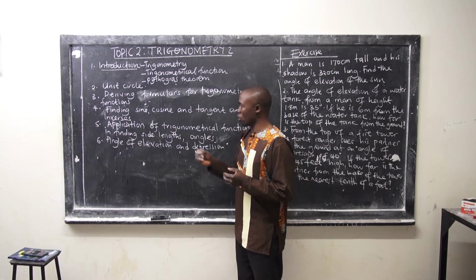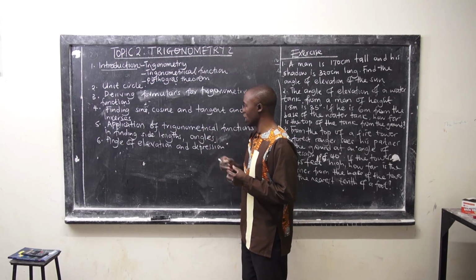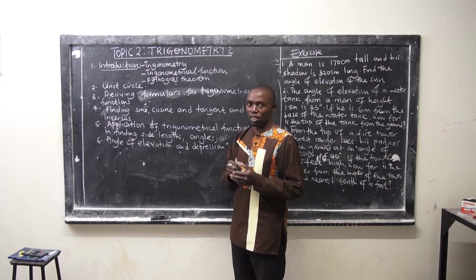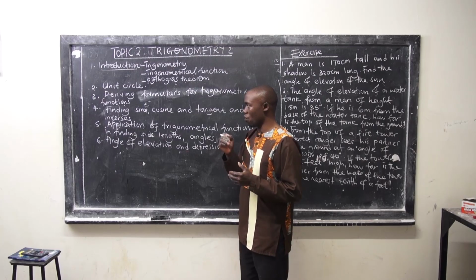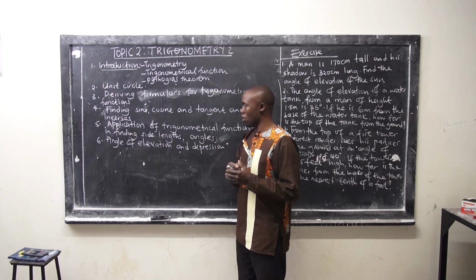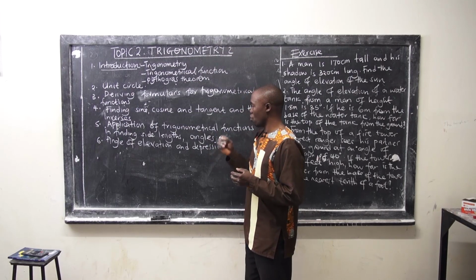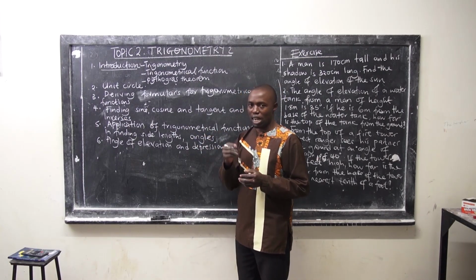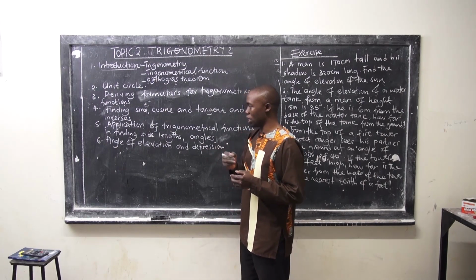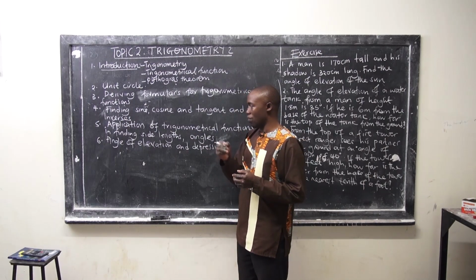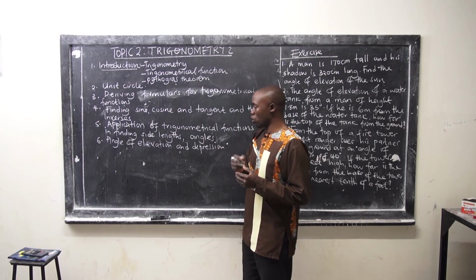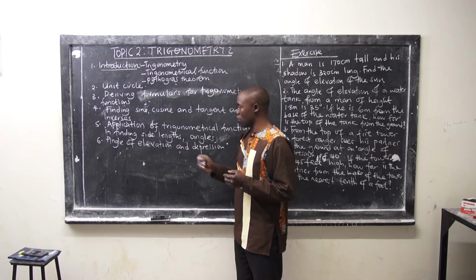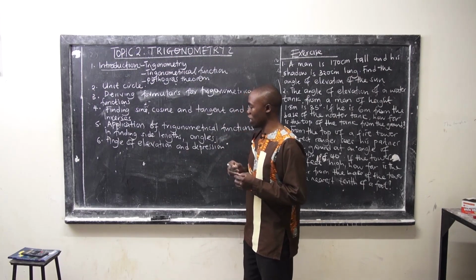Then we're also going to look at finding sine, cosine and tangent and their inverses using a calculator. How do you find sine of the angle? Number 5, we are going to apply trigonometrical functions in finding the side lengths and the angles that are missing in a triangle. Then the last subtopic, we're also going to look at the angles of elevation and depression. So let's dive into the first subtopic here.